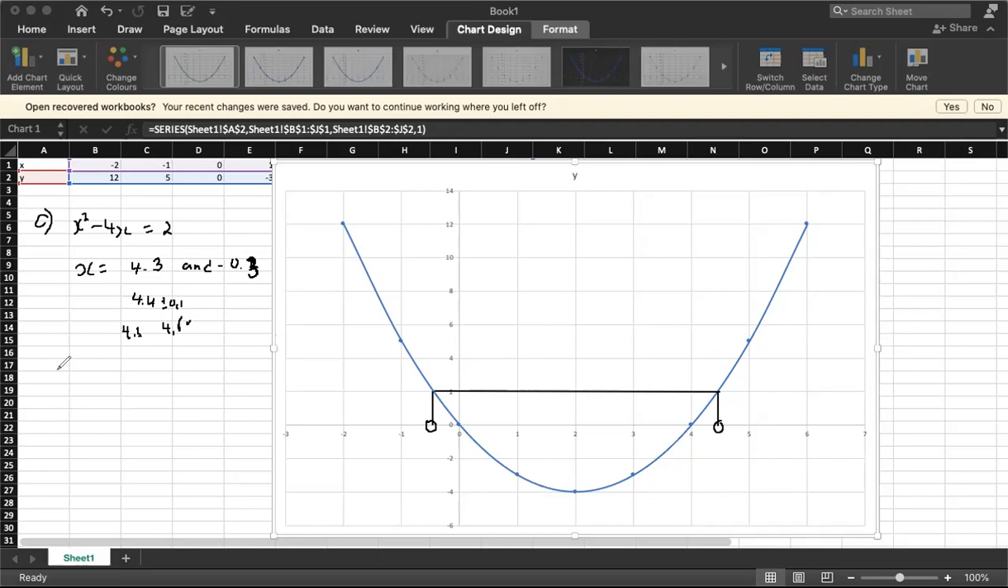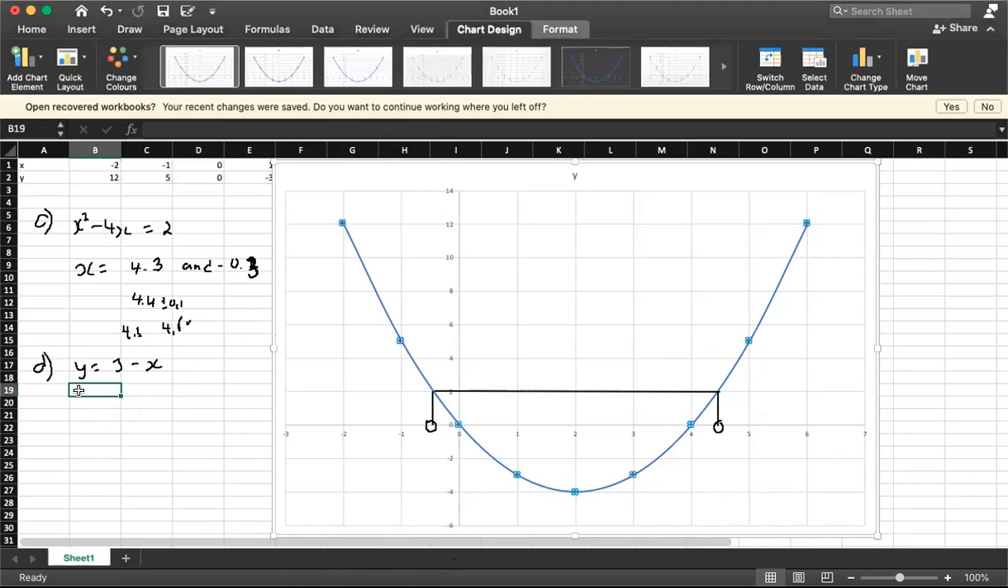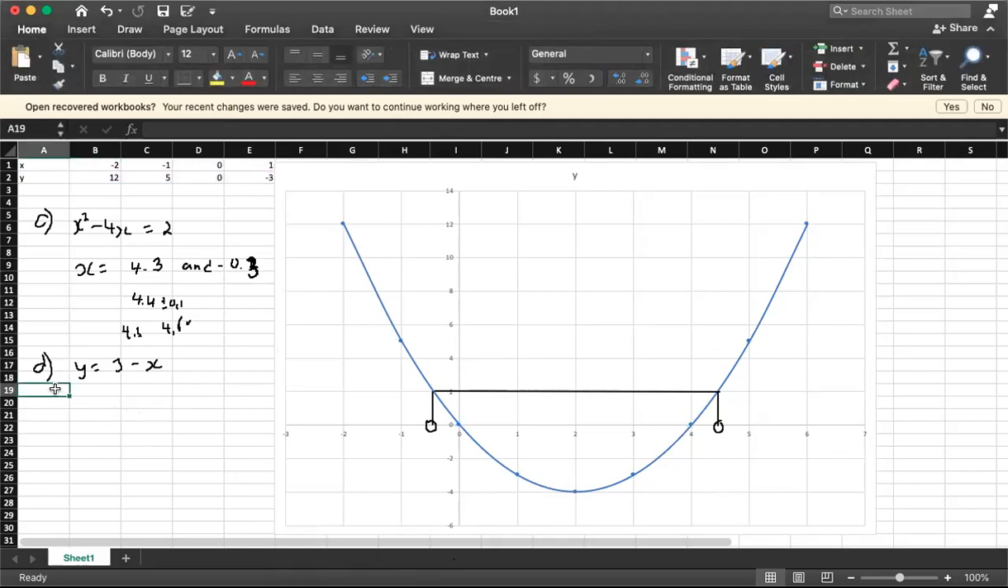The other part now, part D. I don't know if you guys are following the textbooks. If you're following your textbooks, they gave you another table. Then they said complete the table for the values of y is equal to 3 minus x. And their table has values of x and then y. Let me do this.